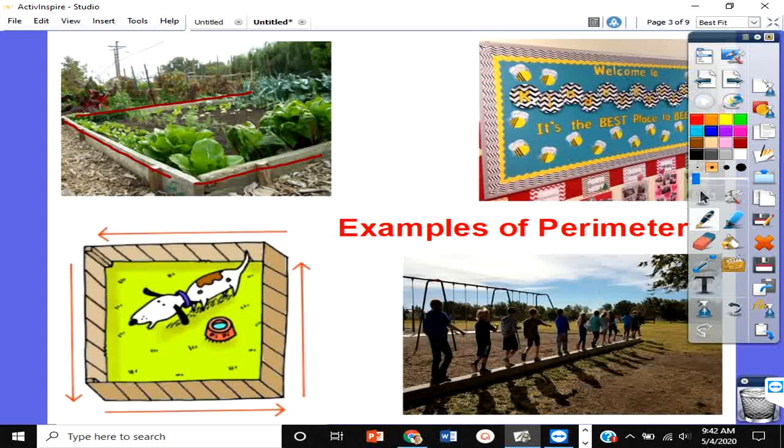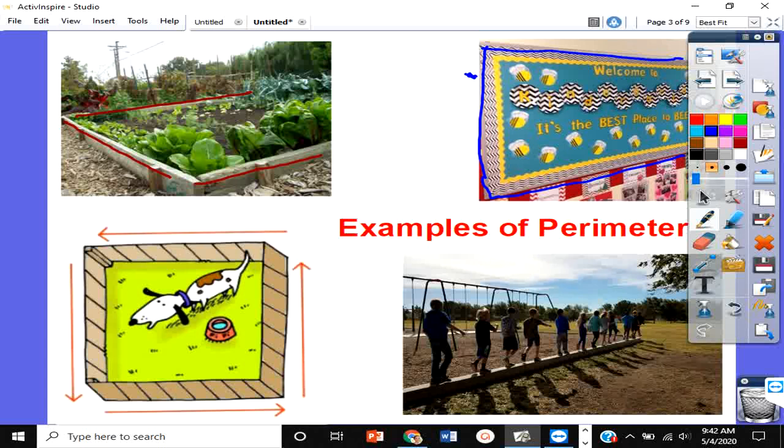Let's take a look up here. Up here, you see a bulletin board. You see a lot of bulletin boards at school, and around that bulletin board is a border. So what that teacher needed to do to know how much border she needed around that board was to measure the distance around the entire bulletin board.